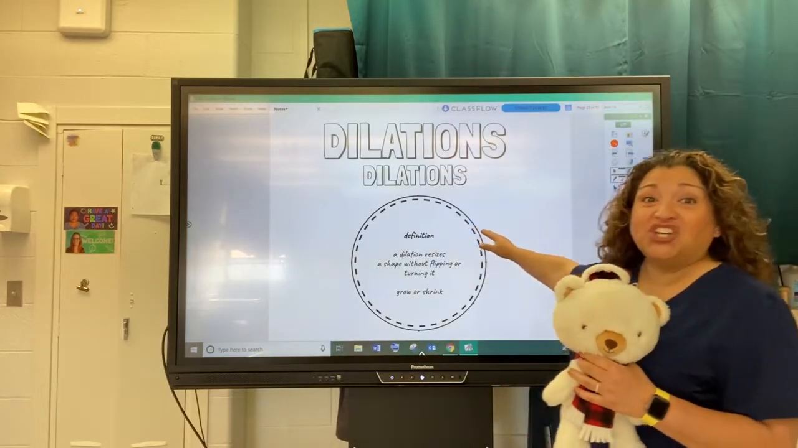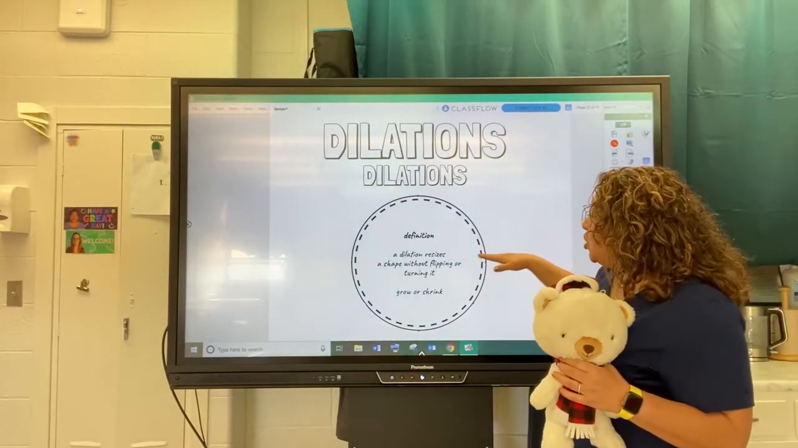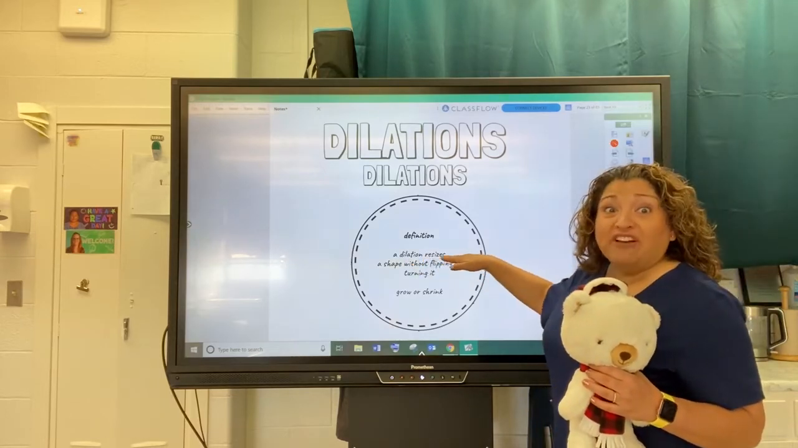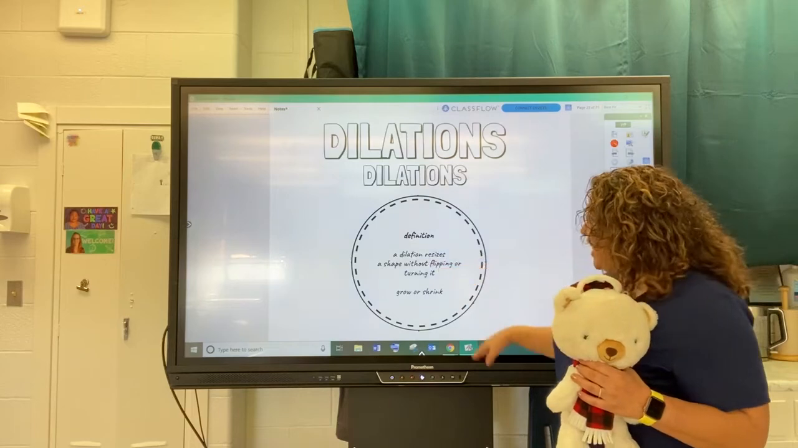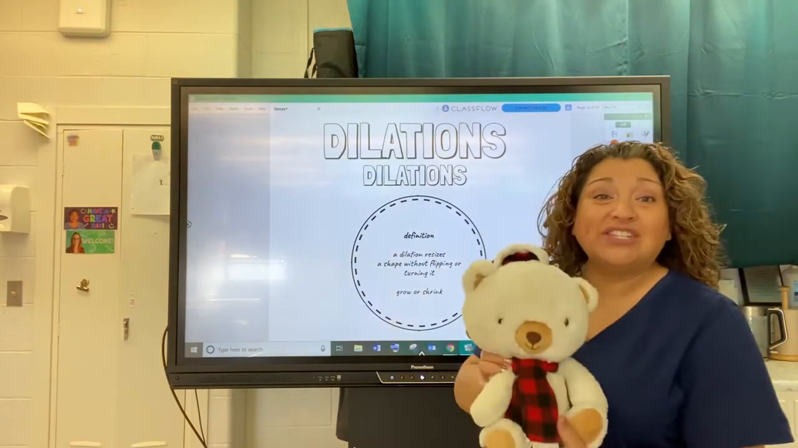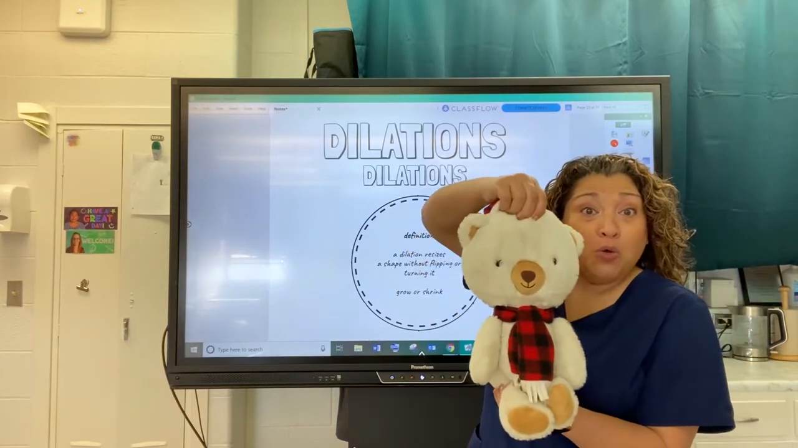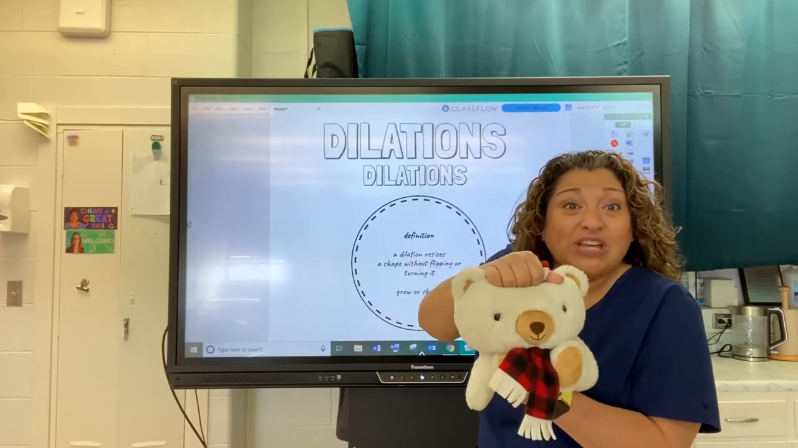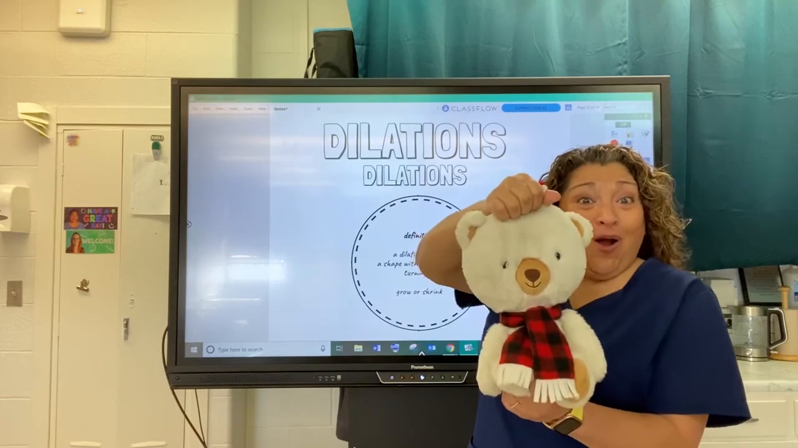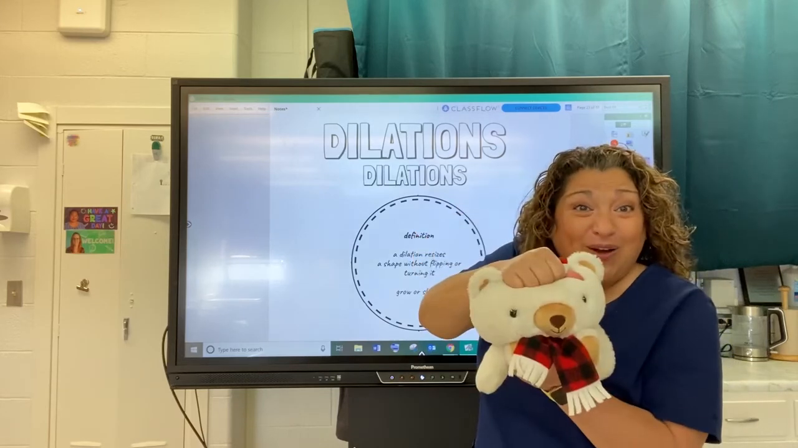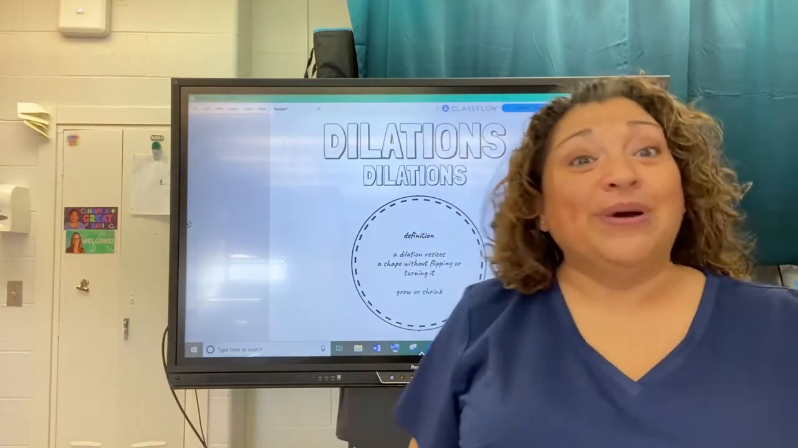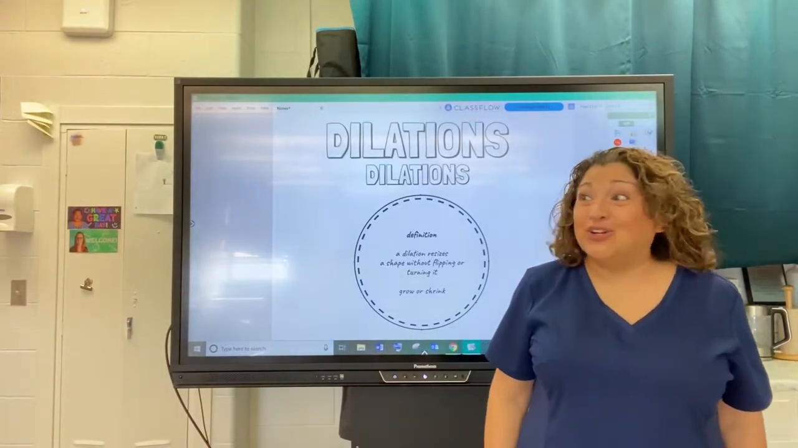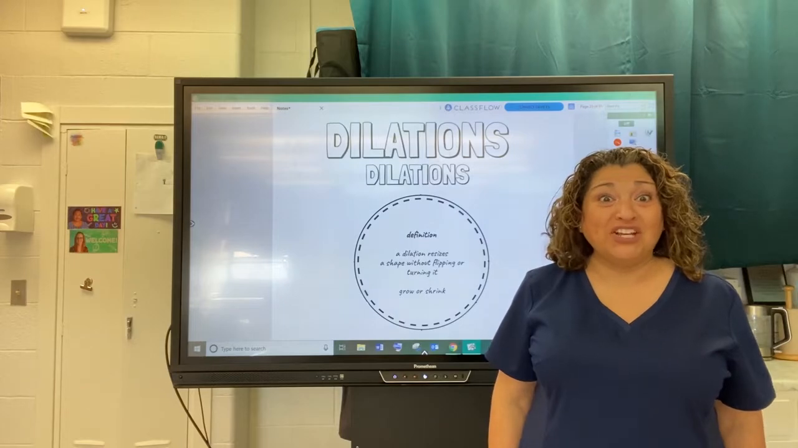Dilations, the definition is a dilation resizes a shape without flipping or turning it. So in other words, something either grows or it shrinks. This is my favorite. So dilation means you could get bigger or you could get smaller. It's so cool. But anyway, that is our absolute favorite. And now you're going to get to see some explanation about it.